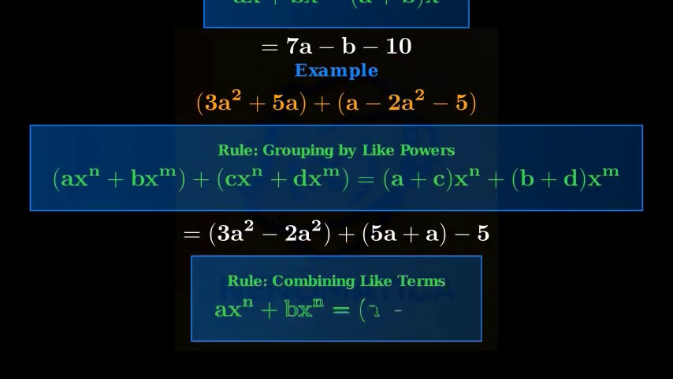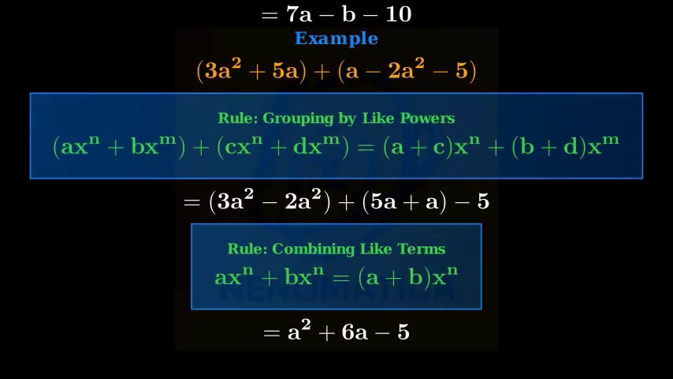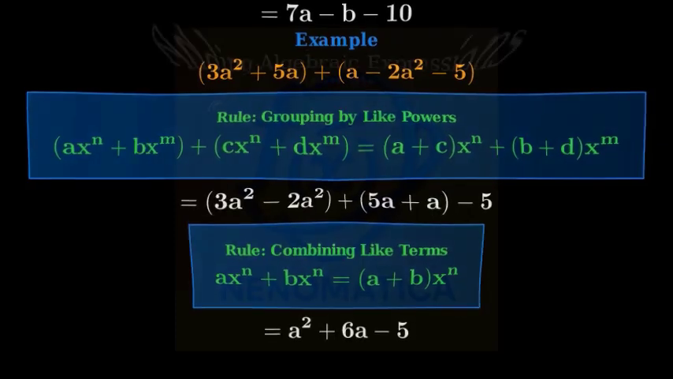3a squared minus 2a squared equals a squared. 5a plus a equals 6a. And we still have negative 5.